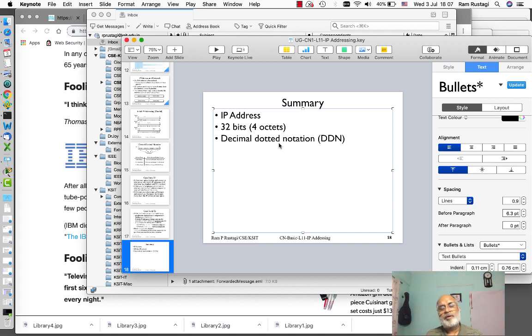So in the next lecture we'll look at subnetting: how to find whether 2 machines belong to the same network, figuring out whether they are in different networks or the same network, and how many addresses. We'll discuss all those in the next lecture.